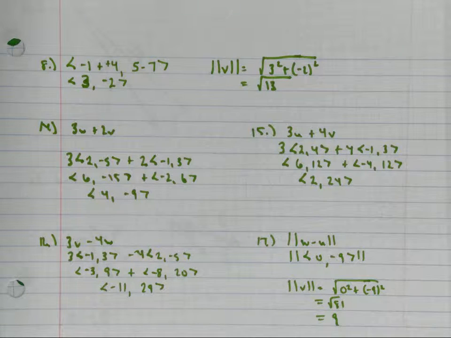Number 14, you're multiplying 3W plus 2B. Plug it in, combine your components, you get 4, negative 9. Number 15 is 3 times vector u plus 4 times vector v, and you get 2, 24.